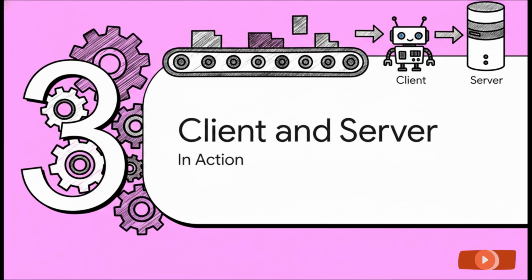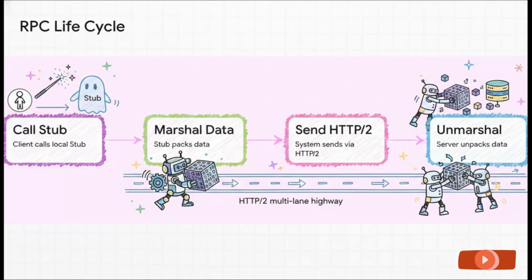All right, Part 3. Client and server action. To see how these generated pieces actually build into a working system on our cartoon assembly line, let's consider what happens when you generate your code. gRPC creates something called a stub on the client side. You can think of this stub as a magical local proxy. Step 1. Your client application just calls a method on this local stub, exactly as if it were a normal local function. Step 2. The stub does the heavy lifting of marshalling.